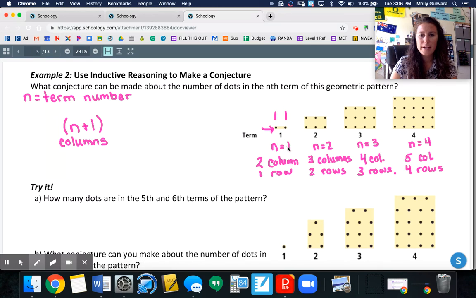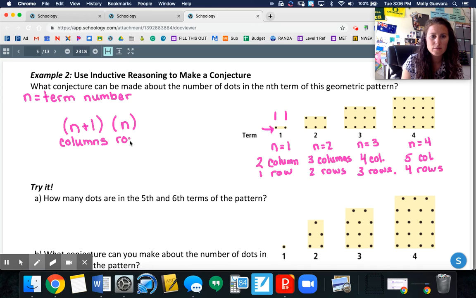Right? Whatever n plus 1 is gives me the columns, and whatever n is gives the rows. Hopefully that makes sense here, right? So if n is 4, I have 4 plus 1 columns, so 5 columns, and 4 rows.